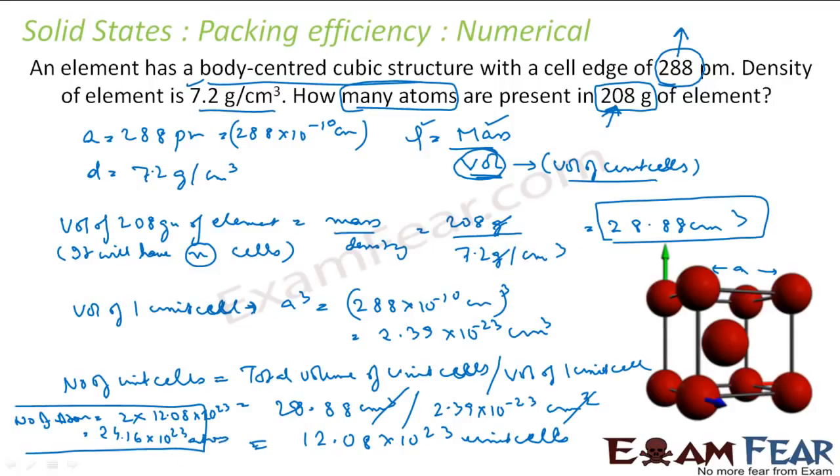Pretty easy. So from 208 grams of element, we found the total volume. And we know that one unit cell has this much volume. Total number of unit cells we found. We want to find the total number of atoms. One unit cell has 2 atoms. Total number of atoms is 2 into this value. That is 24.16 into 10 to the power 23.